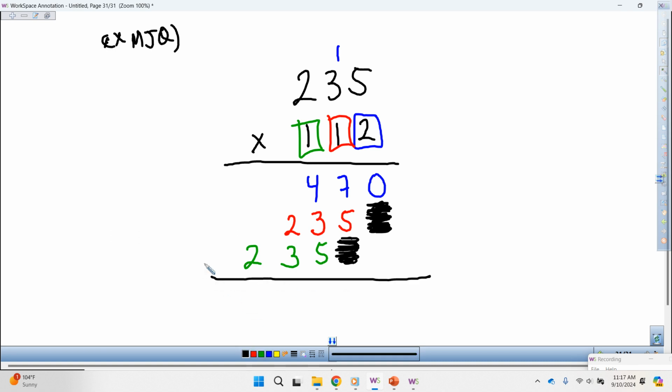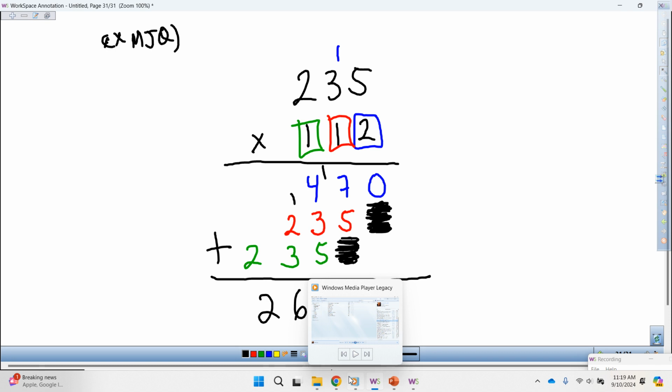And at the end, what do we do? Add straight down. 0. 12, carry 1. 7, 5, 12, and 1, 13. Carry 1. 6, 2. Did you get that? Yeah? You guys remember this? Yeah? All right, good, because now we're going to do it with polynomials.